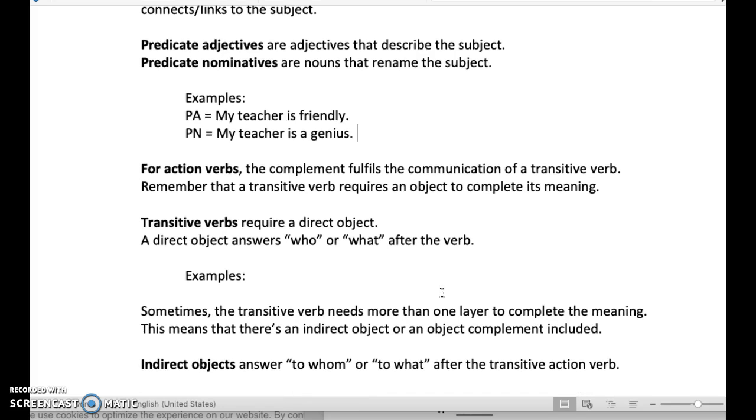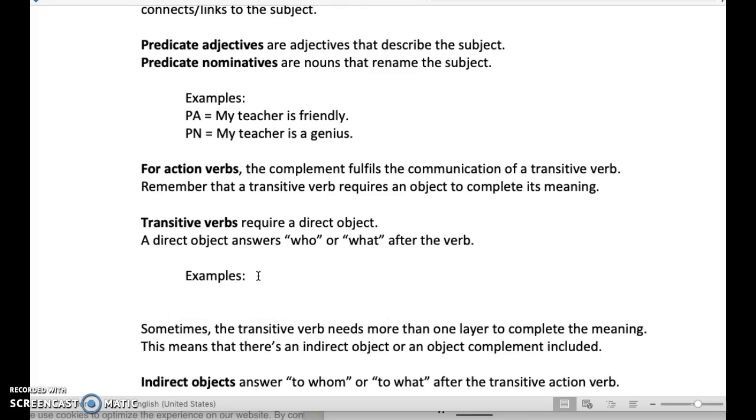For action verbs, the complement is connected to the verb. Transitive verbs require an object. So here's an example. My friend ate 7 apples. Okay, so in this case, here's the verb. And what did my friend eat? That action of the verb is being transferred into a verb complement, apples. So apples are the direct object.